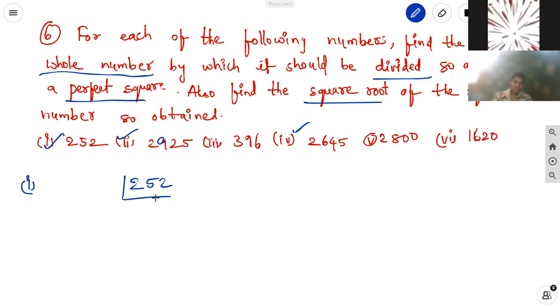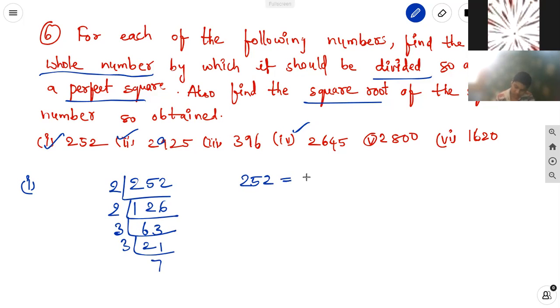Okay. Here, 252 is divided by 2. 2 1s are 2, 2 2s are 4, 2 6s are 12, 2 6s are 12, 2 3s are 6. 3 2s are 6, 3 1s are 3, 3 7s are 21. Here, 252 can be written as 2 into 2 into 3 into 3 into 7. Clearly 7 is not in pair.